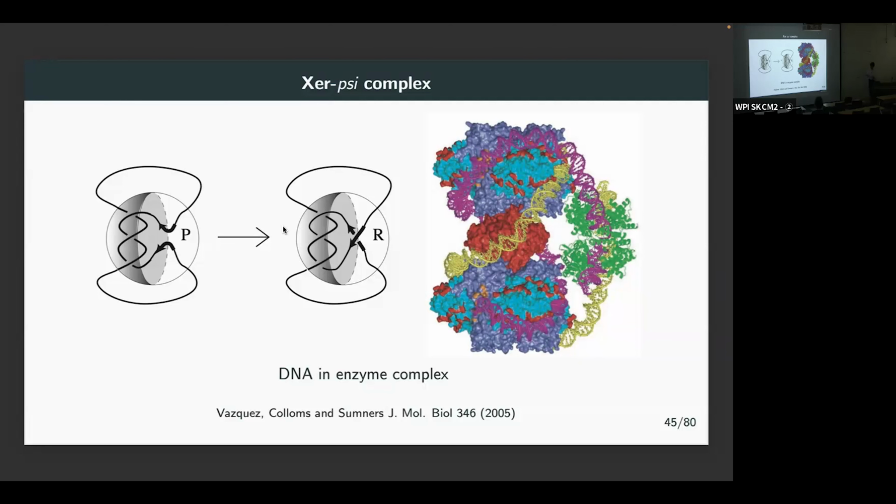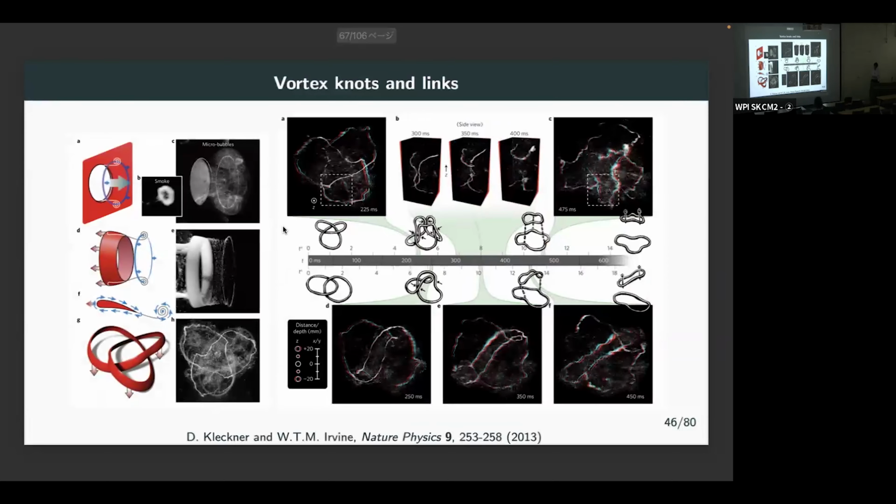And we like to draw this kind of picture as a result of the problem. And also similar things happen to vortex knots and links. So if you prepare a vortex knot, then by the reconnection, the topology of the vortex will be changed.